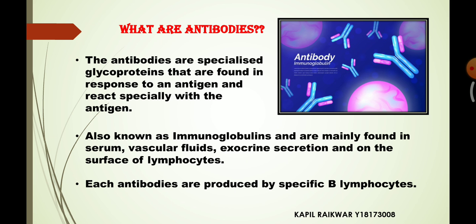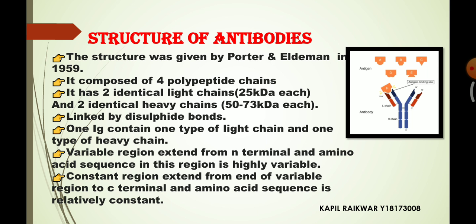So let's discuss the structure of antibodies. The structure was given by Porter and Edelman in 1959. Antibody or immunoglobulin molecules are glycoproteins composed of one or more units, each containing 4 polypeptide chains. It has two identical light chains of 25 kilodalton each and two identical heavy chains of 50 to 73 kilodalton each. One immunoglobulin contains one type of light chain and one type of heavy chain.